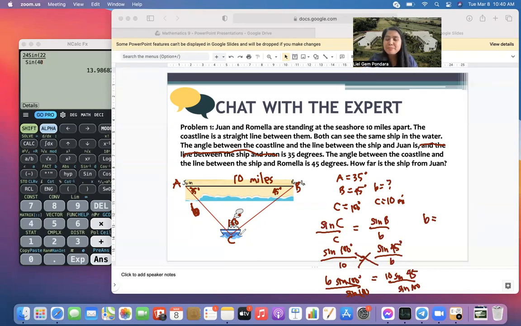How far is Juan from the ship? 7.18 miles. Oh, very good. Ma'am, what will happen if it's in problem solving? If it's figure solving, if the side is a whole number, you can also have a whole number for the other sides. But in problem solving, you need to be accurate, so write the answer up to 2 decimal places. The answer is 7.18 miles. Juan is 7.18 miles away from the ship.